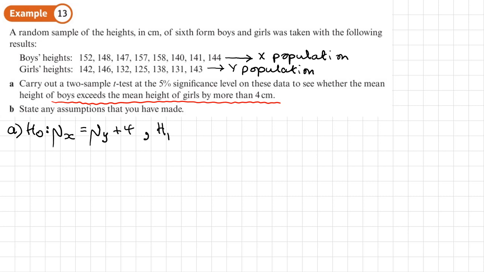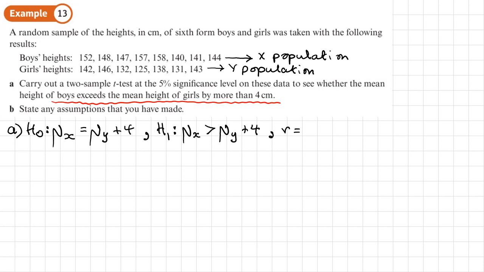Whereas for H1, I want to show that the mean height of the boys is more than 4 centimeters greater than the girls. So I can see that this is going to be a one-tailed test.